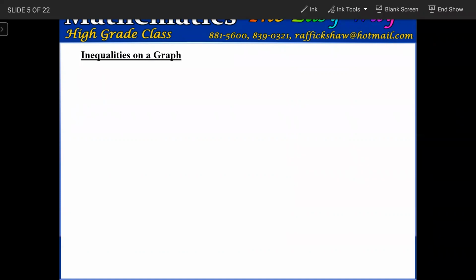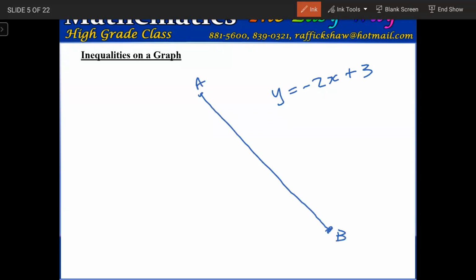When you write an equation, for example y equals minus 2x plus 3, that we did, the line AB, that was talking about the line itself, the question that we did a while ago. The equal sign is talking about the line itself. That's what the equal is for, the line itself.